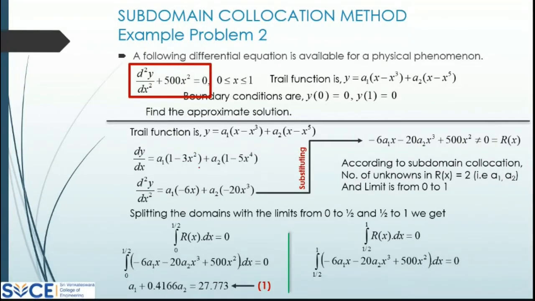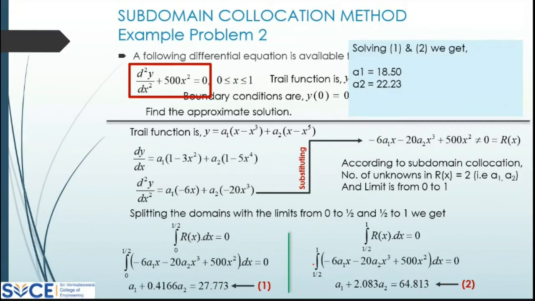Previously you don't have a lower limit, the lower limit is 0. But here you have an upper limit and a lower limit, which means 1 minus 1 by 2. So when you do that integration, you will get another equation, that is equation number 2. Now you solve these 2. You have two equations, two unknowns. Solve these 2 and you will get the solution. So A1 we identified, A2 we identified. Substitute it in your trial function equation and you will get your solution. So this is the procedure for subdomain collocation.